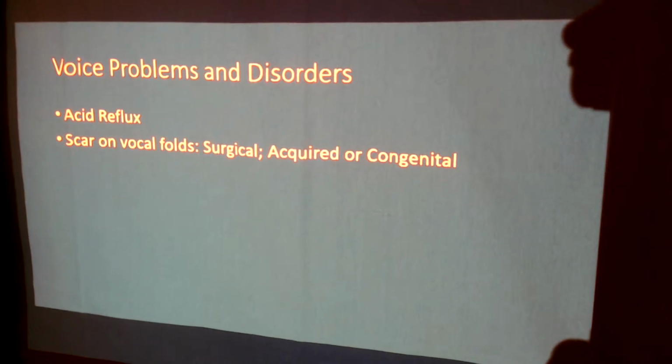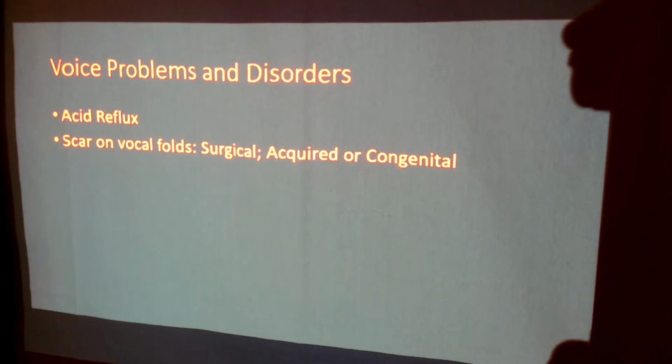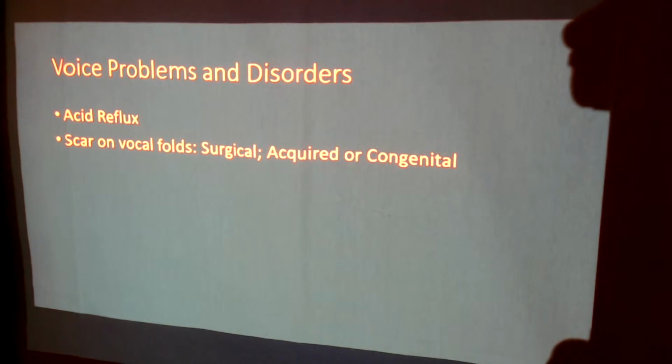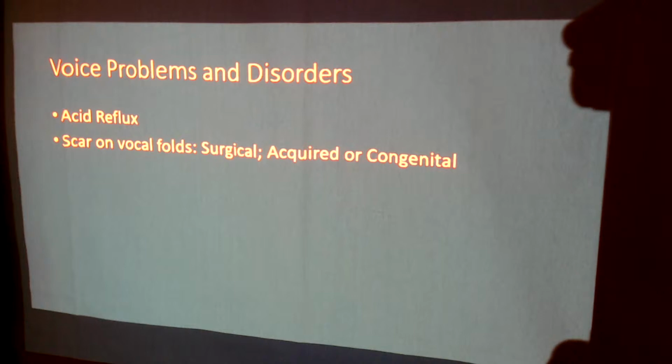Scar on vocal folds can be for several reasons. Usually, if a patient goes through surgery right at the vocal fold level or has been intubated for any other kind of surgeries, the intubation goes through the vocal folds. So there is a chance that surgery or intubation can affect the vocal folds and leave a scar, and that dry scar can affect vibrations.